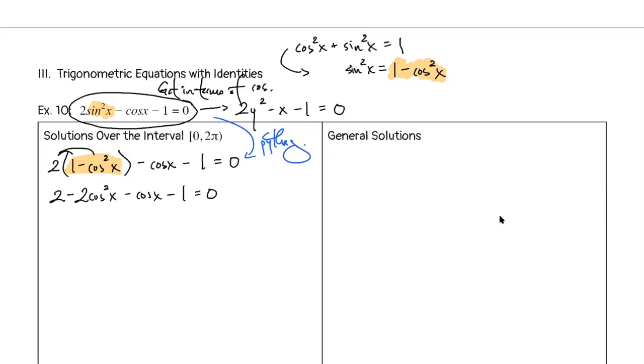Now, I like to factor with the squared term positive. So I'm going to move everything to the right-hand side. That means I'm going to get 2 cosine squared x plus cosine x minus 1, because 2 minus 1 is 1, but when I move it to the other side, I get a negative 1.